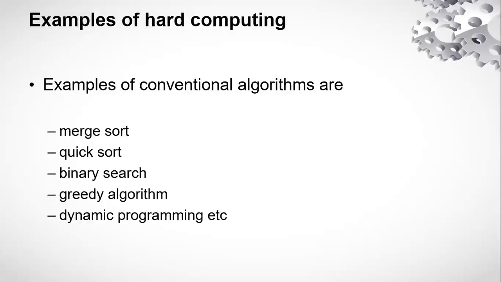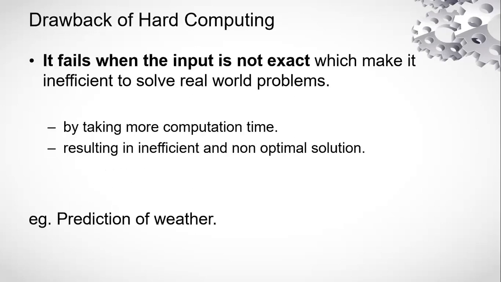Greedy algorithm, dynamic programming, all these we have studied, and these come under the category of hard computing. Why hard computing? Because it has a specific input. It gives a certain output that is clear, specific and exact. So now, what is the drawback of this hard computing?